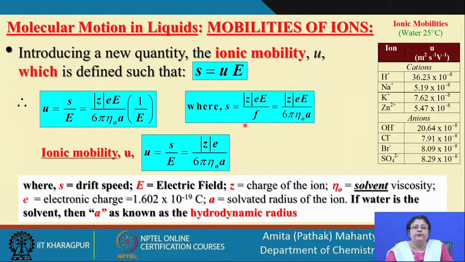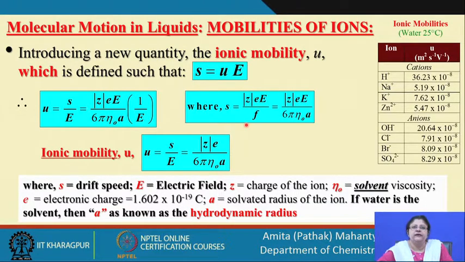So, we now introduce another term known as the mobility. The mobility is something which is related to the speed of the ions. This is a new quantity which we define; it is not something which you observe, it is an expression which we are defining. So, the drift speed is nothing but the mobility of the ion times the applied electric field.